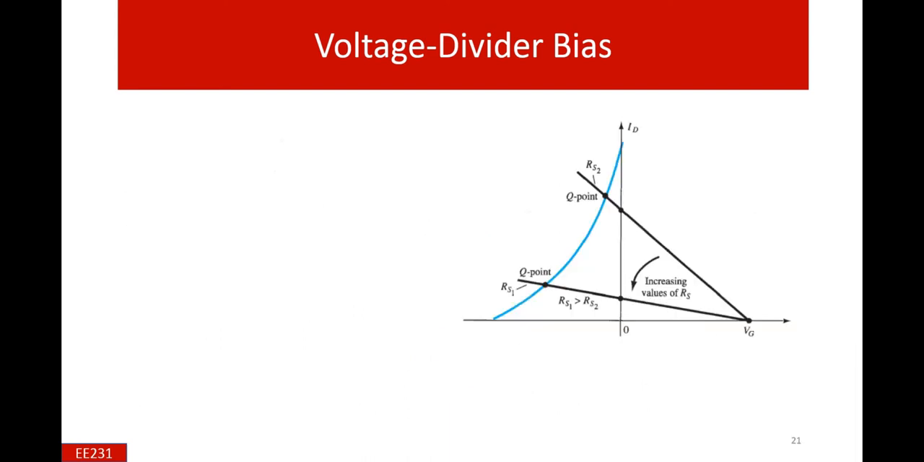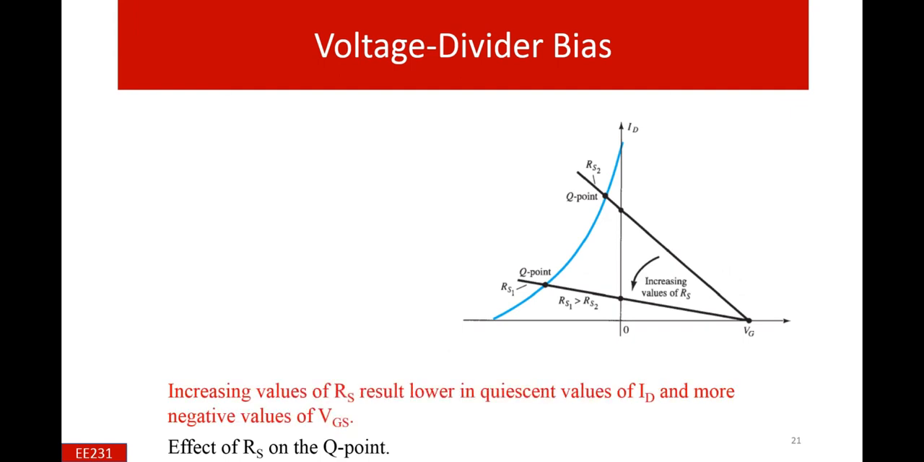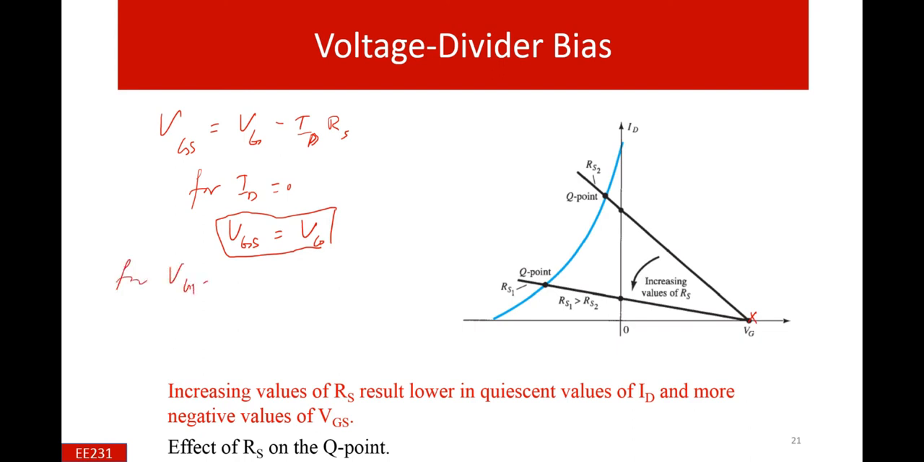As we find the characteristic equation, VGS is equal to VG minus ID RS. So if the drain current is 0, then VGS is equal to VG, and this is the starting point of the line. And similarly for VGS equal to 0, I am talking about this vertical axis.